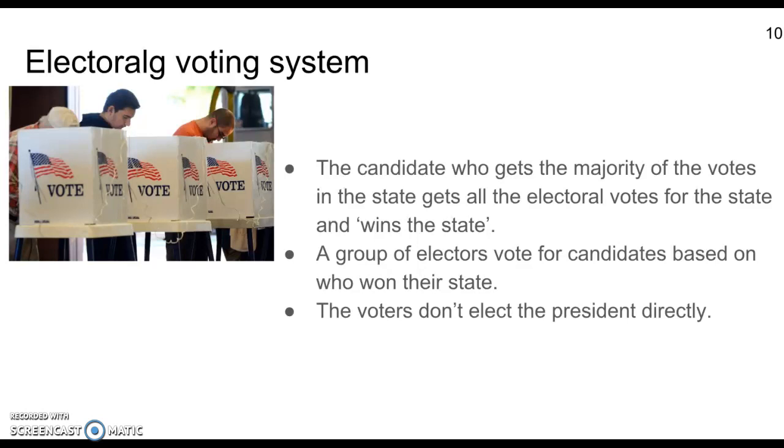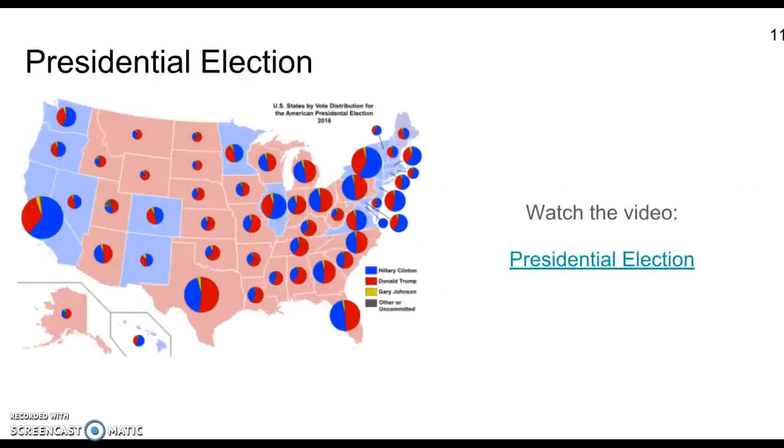This is why American politicians often talk about winning a state. A group of electors vote for candidates based on who won their state. The voters don't elect the president directly. Each of the 50 states has electors, members of the Electoral College, and it has congressmen. The number for each state is based on how many people live in the state.